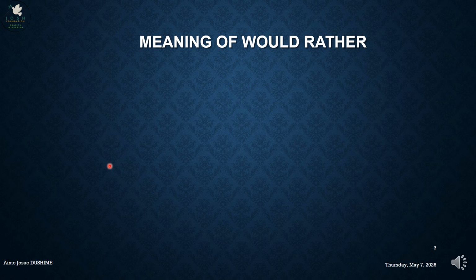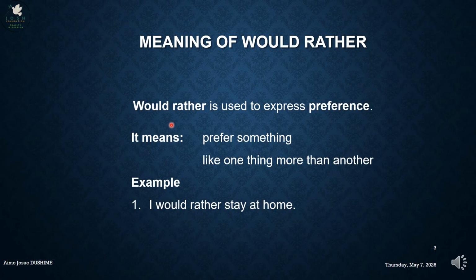Let's see the meaning of would rather. Would rather is used to express preference. When I say would rather, it's just like I prefer this. It means you prefer something, like one thing more than another. When you prefer one thing more than another, that's what we call preference. Example, I would rather stay home. I would rather stay at home.